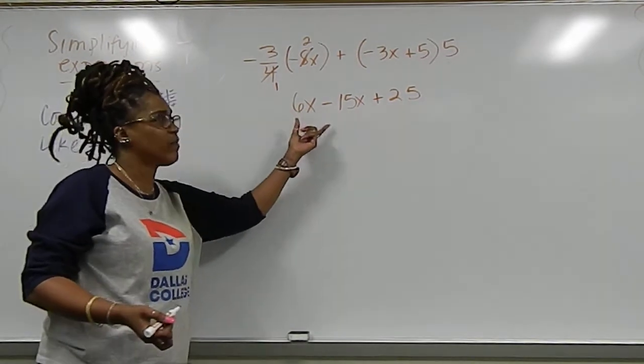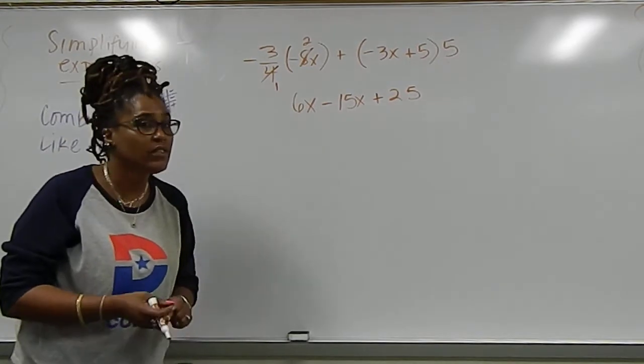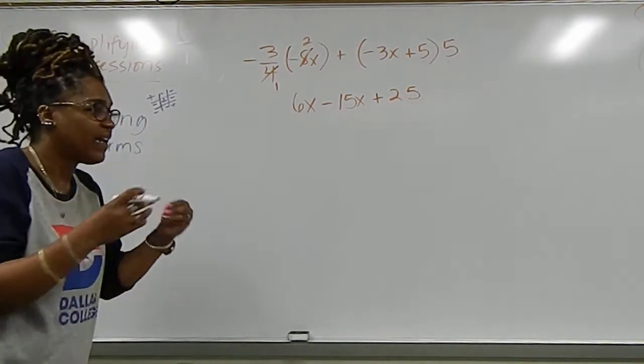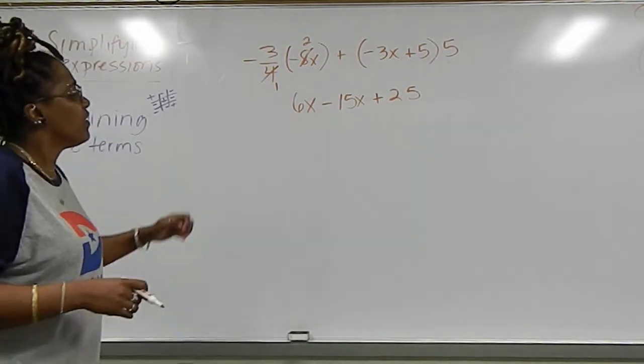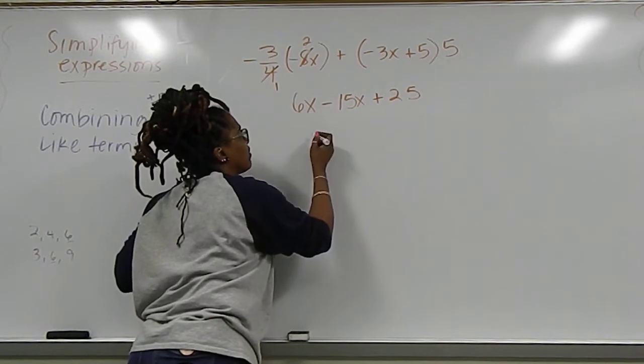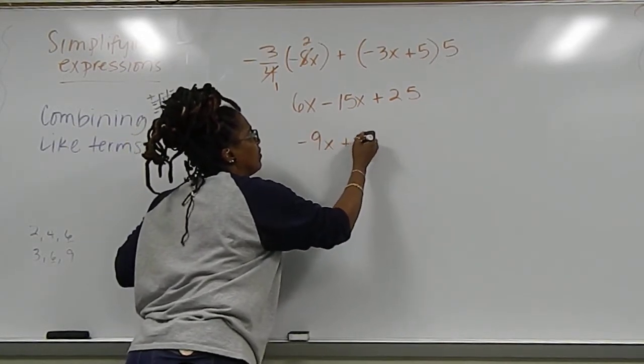And then my signs are different. So I will subtract my values because now I'm not multiplying. I am adding and subtracting, which is the same thing as combining terms. When I combine, I'm putting them together. And so I will subtract these two. 15 minus 6 is 9. The 15 is negative, so the 9 is negative plus 25.